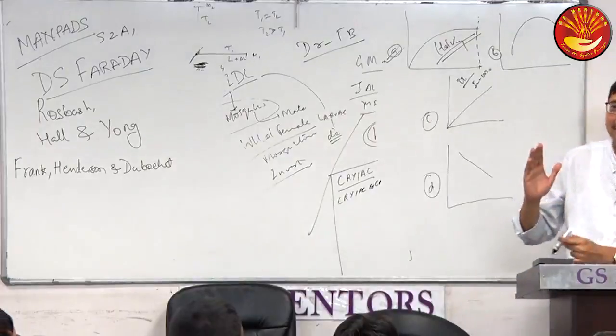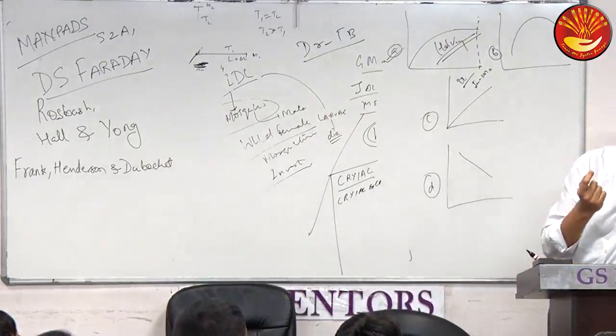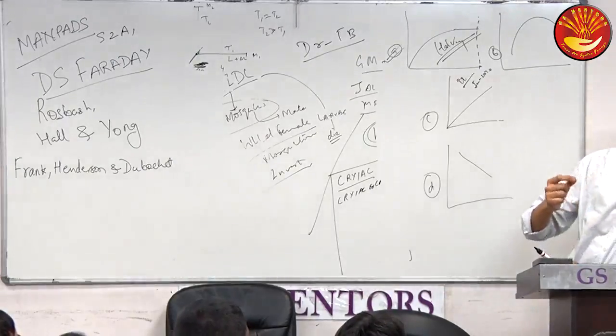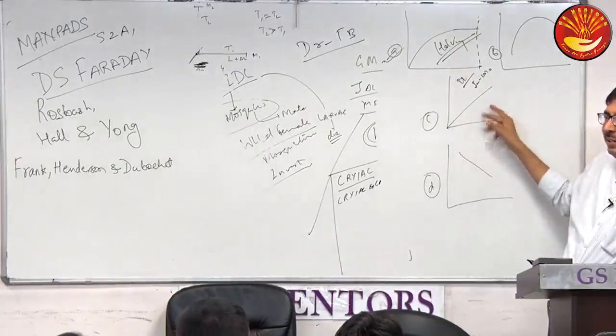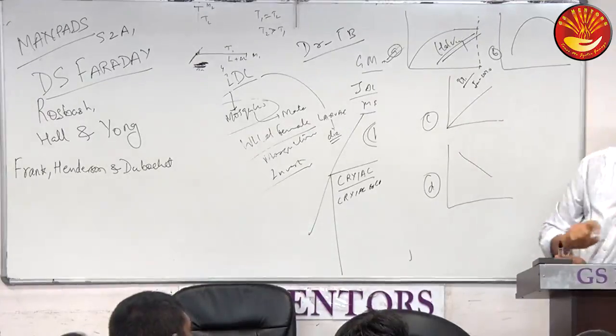So obviously, with time, you will be working more. It is going to be law of diminishing returns, isn't it? And if it is law of diminishing returns, the graph has to be like this. It cannot be the other graph. Is this clear? Now, just one more point.